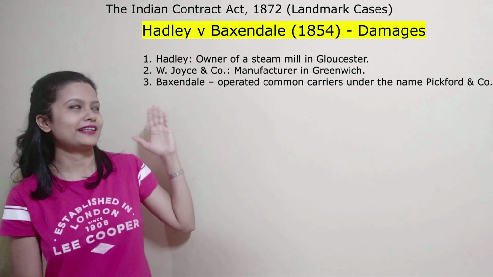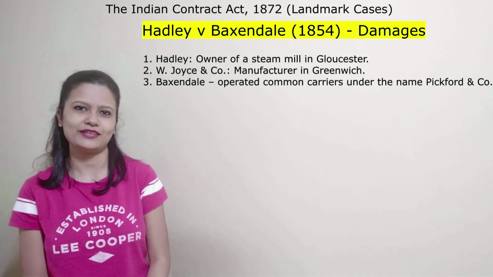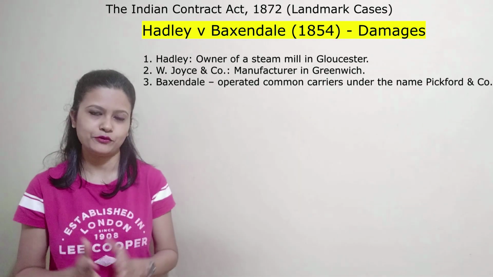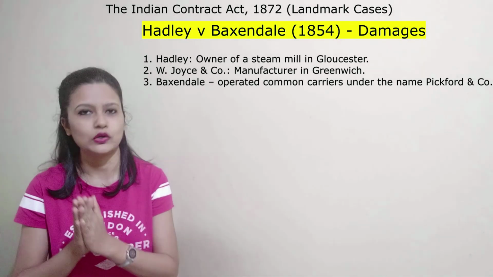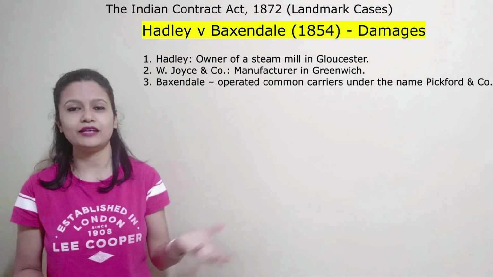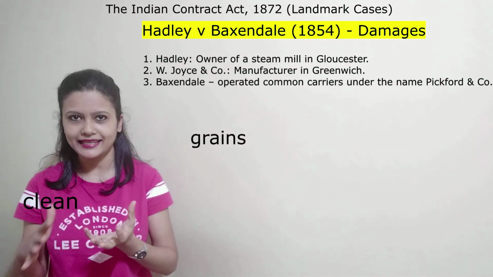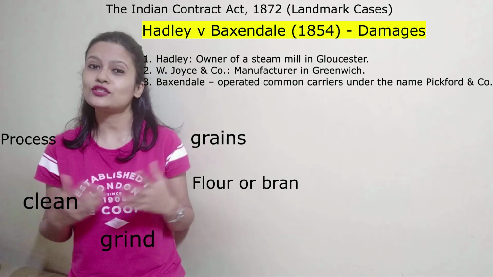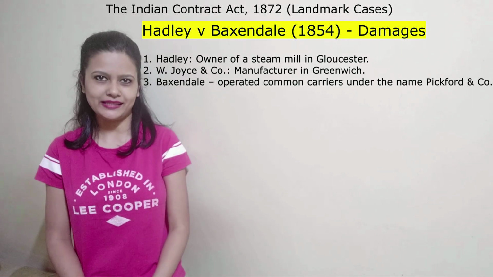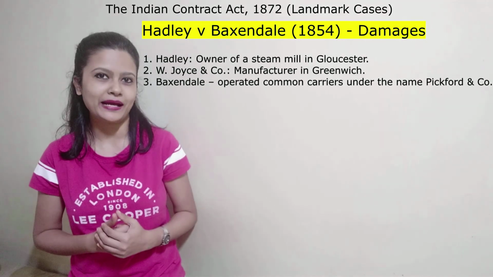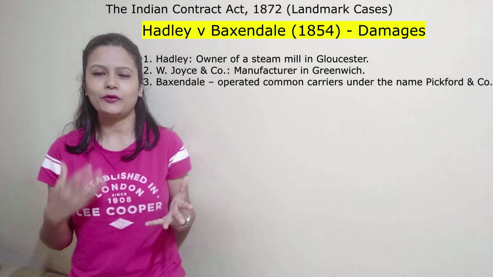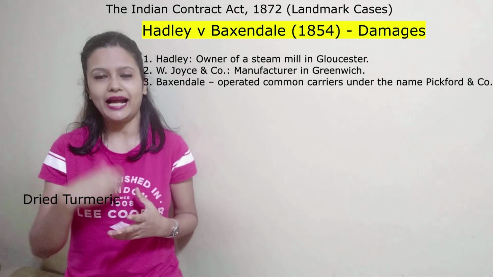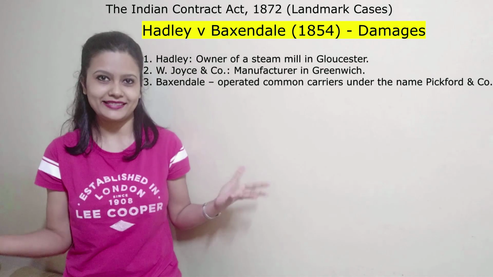So after knowing the parties involved in this case, let's now see what actually happened in this. So the plaintiff of this case, Hadley, was owner of a steam mill in Gloucester. Now what was their main role? They will take grains from customers, clean them, grind that and process it into flour or bread. So it was like any other ordinary mills that we usually see in our nearby places, where they would take probably rice and give you rice flour. They would take dried turmeric and give you turmeric powder or things like that.